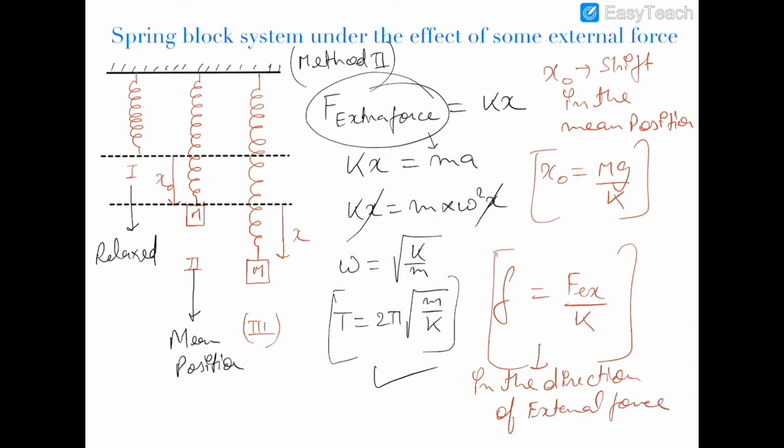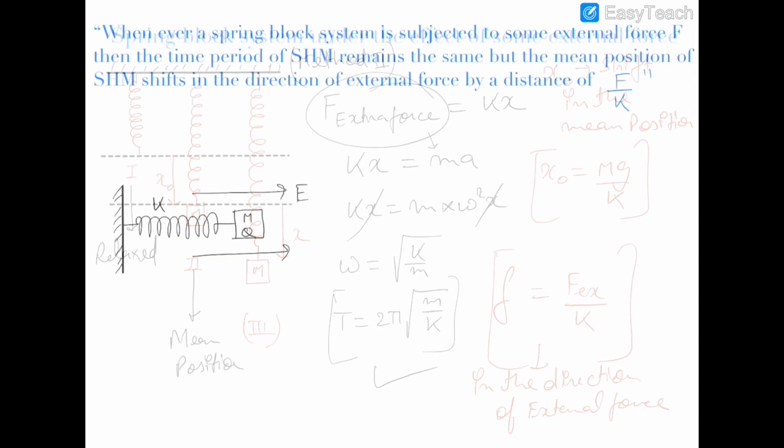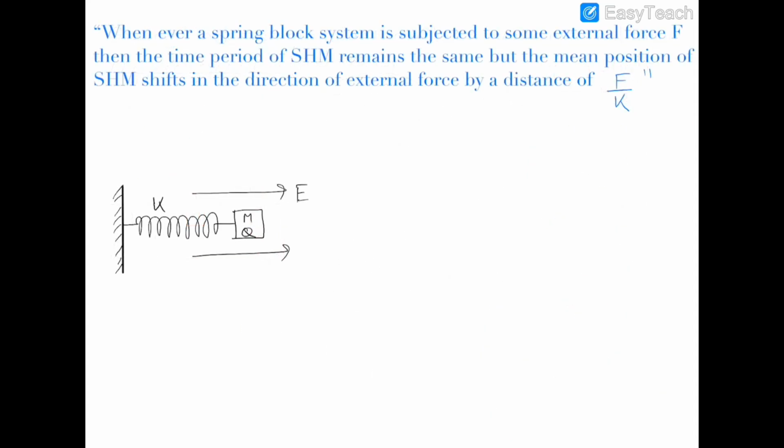For example, in this example there is a spring which is connected to a wall at one end, and the other end of the spring is connected to a block of mass m and charge q. There is an electric field applied on the block in this direction, and now we have to find the time period of oscillation of this system.